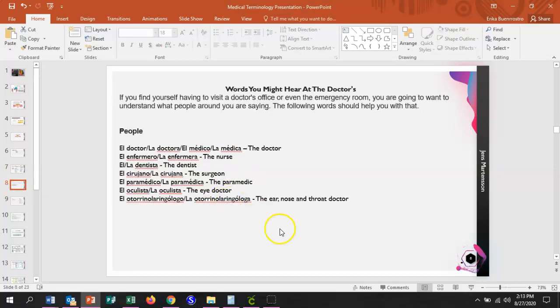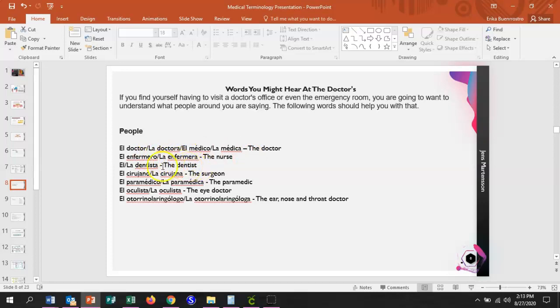All right, so when we talk about people, when you find yourself having a doctor's visit or in the emergency room, which I hope it's not the case, you're going to want to understand what people around you are saying, okay? So the following words will help you with this. So for example, if somebody is saying el doctor, la doctora, this is masculine, this is feminine. El médico is another way for people in this area to actually say doctor. La médica, and so it's the doctor. The nurse is enfermero, enfermera. The difference is this is masculine, this is feminine.